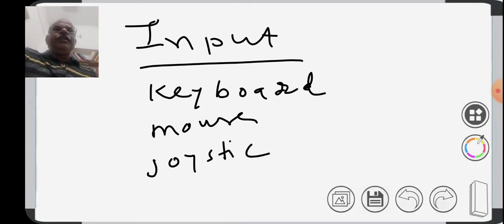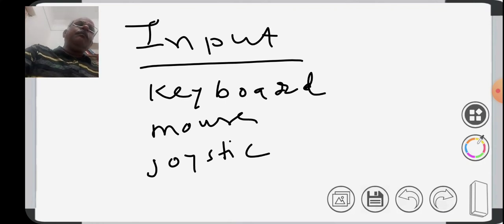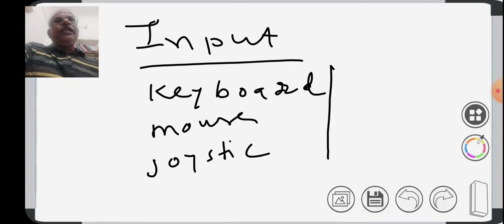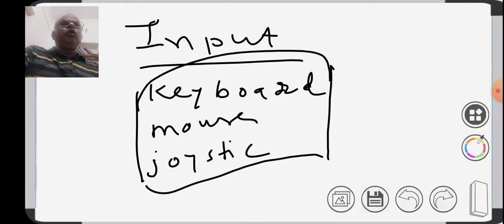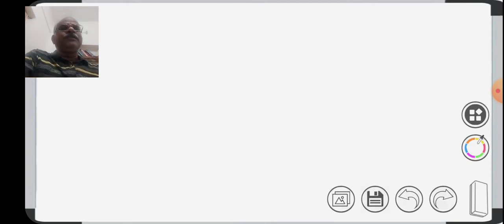A number of devices can be listed which are responsible for transferring data from the outer world, from the world of the user, into the microprocessor or central processing unit. You can list the devices. This may be your homework: I have mentioned only 3 input devices, but you can list out more input devices and put them into the comment box.